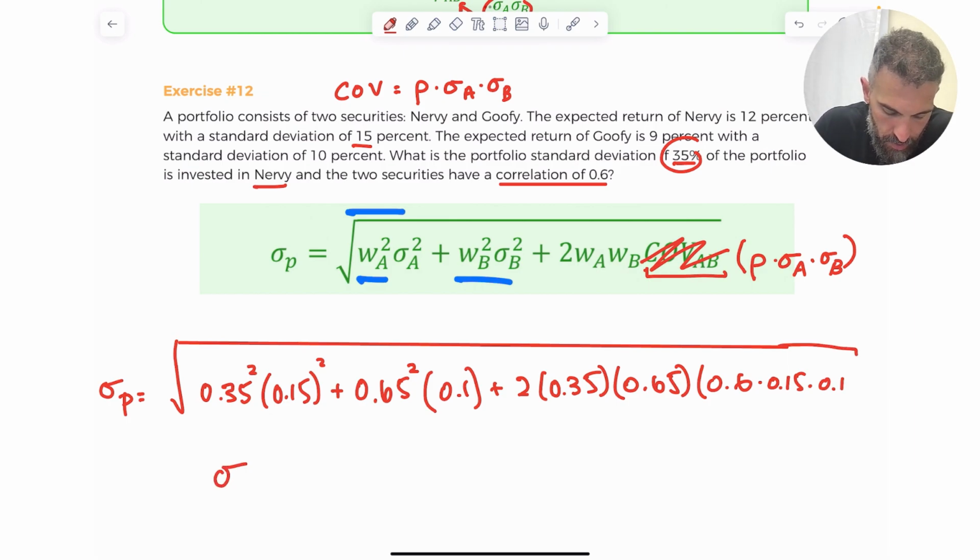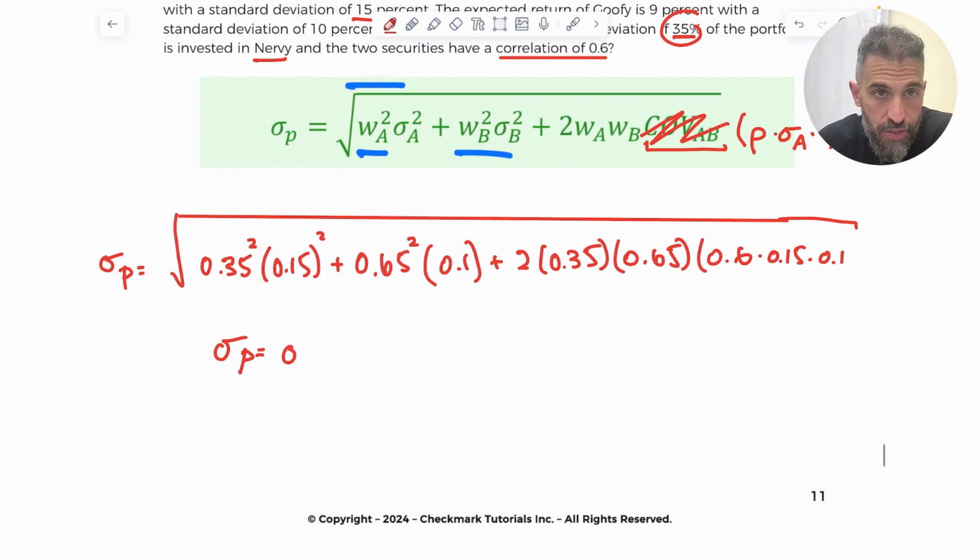Okay, so let's punch this in. So I get a standard deviation of 0.1052, or about 10.52%.